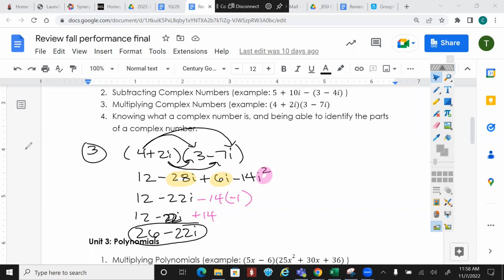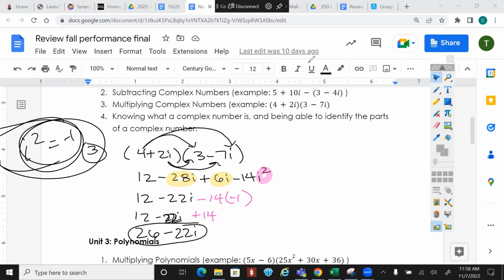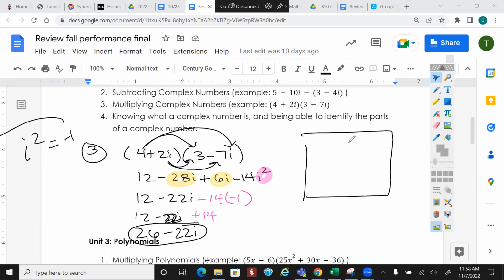Biggest thing on this one is remembering that i squared equals negative 1. Now, again, if you wanted to do it the box way, that's totally fine. You would get the same results, and I'm going to do that one pretty quickly. And you would get the exact same thing. It just kind of depends on how you want to set it up. Again, on your performance final, you are going to tell me how you did this. Write it out in words. It doesn't have to be super long, but just, this is how I solved this problem.